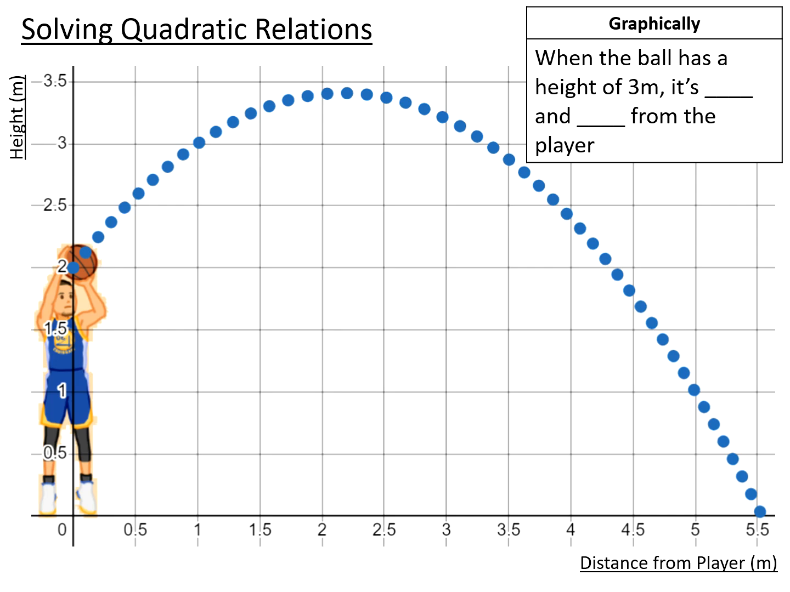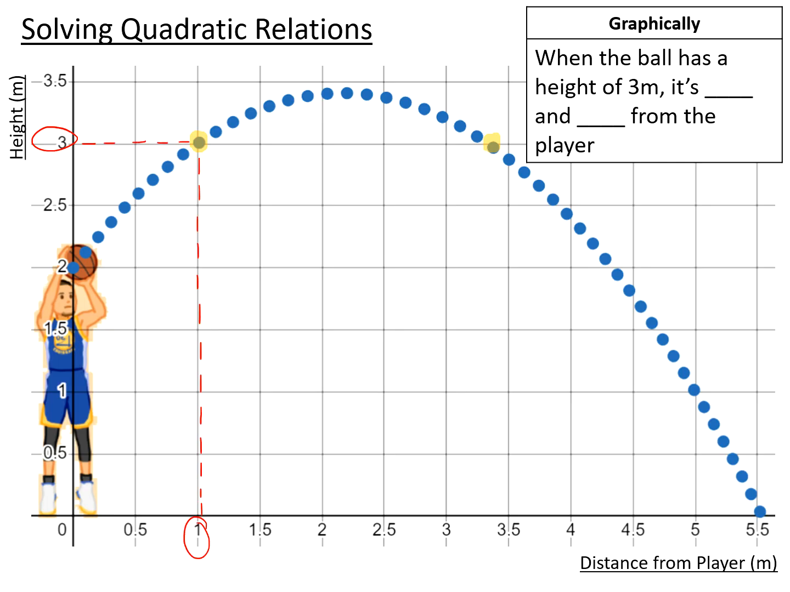In today's lesson, we'll be learning how to solve a quadratic relation. In the image below, you'll see a basketball player shooting a basketball from the free throw line. I want to know when this ball has a height of 3 meters above the ground. The basketball has a height of 3 meters right over here and also right over here.